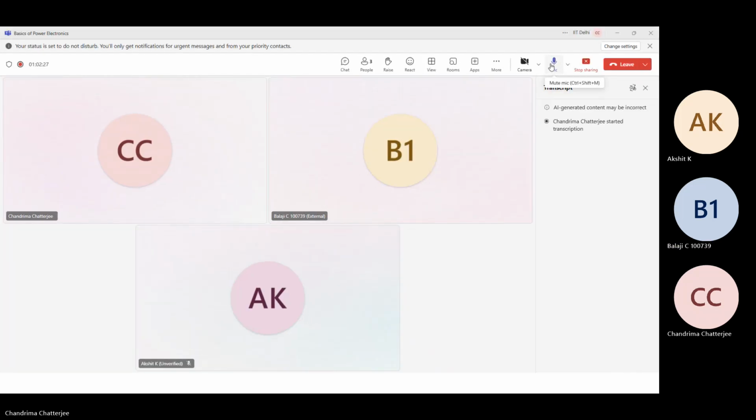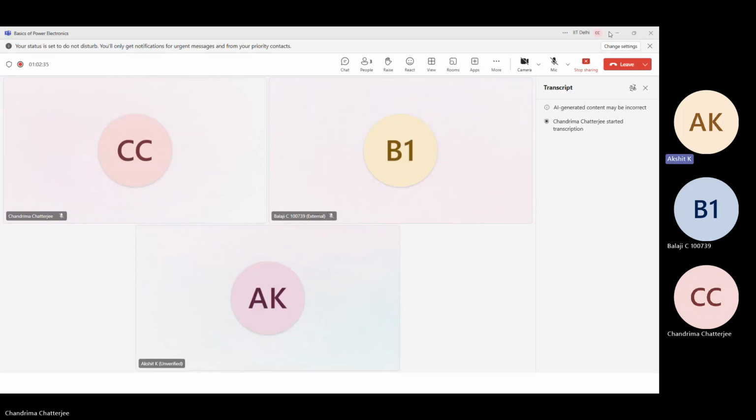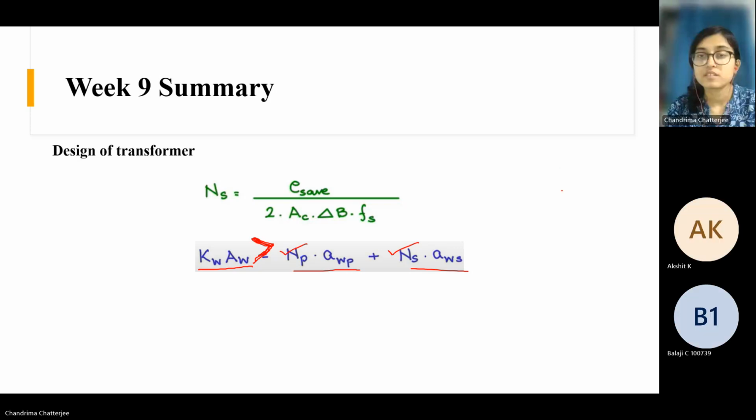Okay, ma'am. Excuse me, ma'am. Yeah, hello. Are you saying something? Ma'am, can you explain the terms involved in this formula, design of transformer? Can you say a bit louder? I didn't hear. No, I'm saying, can you please tell me the terms. Sir, you are not audible, sir.